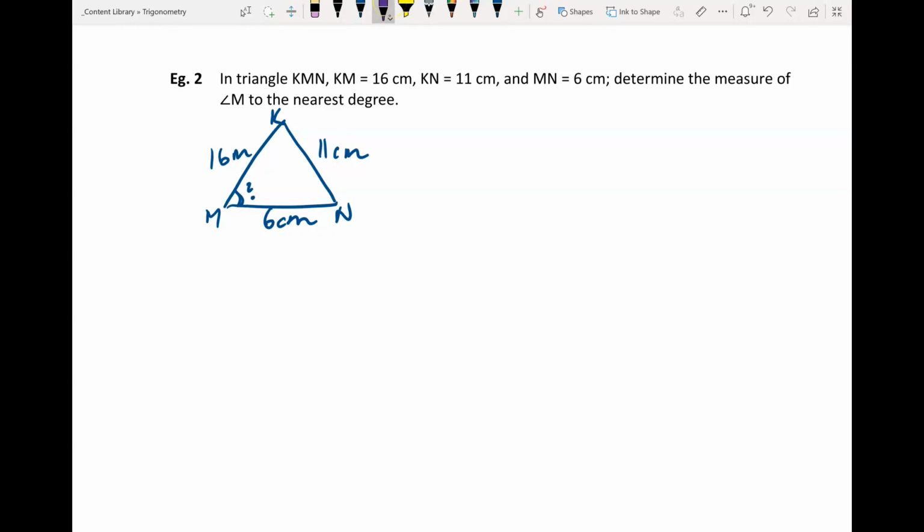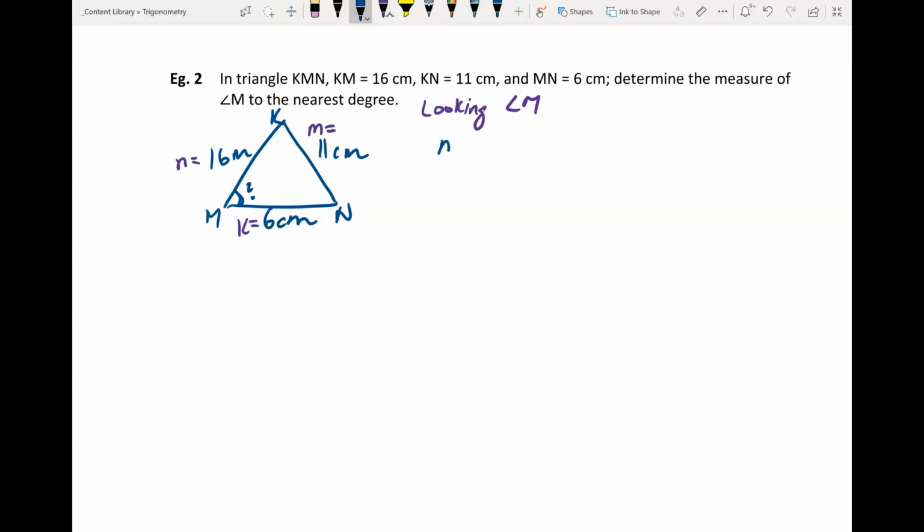I'm going to relabel so we have names for our sides. Directly across from angle M is going to be side M. Directly across from angle K is going to be side K. Directly across from angle N is going to be side N. In this case, I'm looking for angle M. So when I'm writing out my cos law, I'm going to make sure I have M twice: M for the side and M for the angle.